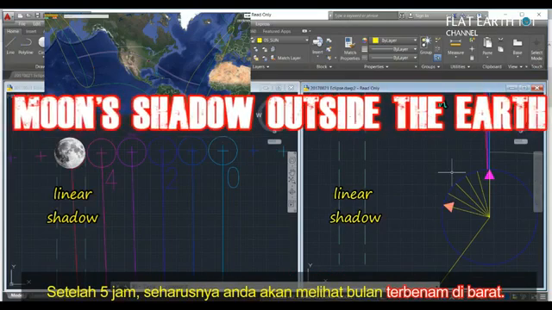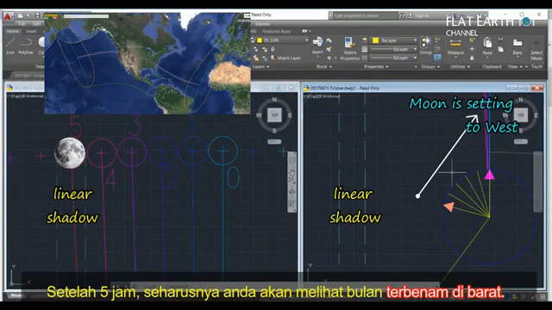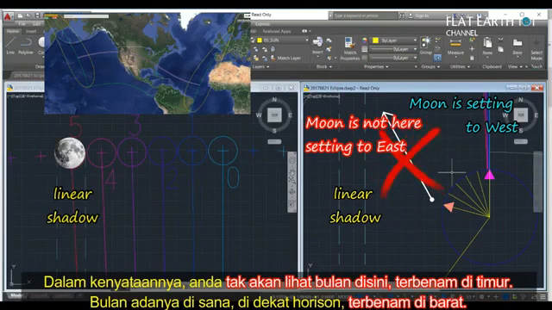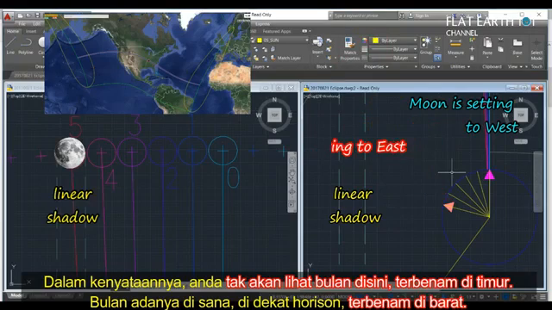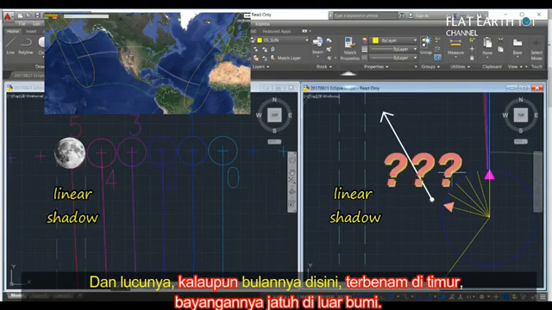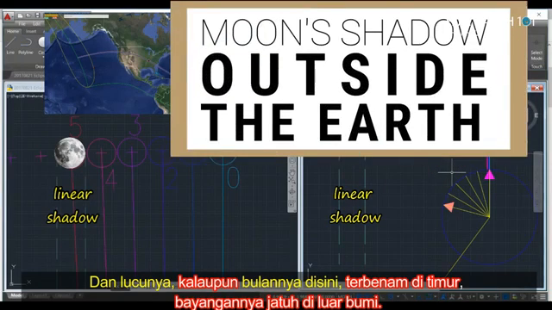After 5 hours, you will see the moon is setting to the west. In reality, you don't see the moon over here like it's setting to your east. The moon is over there, near the horizon, setting in the west. The funny thing is, even though the moon is over here setting in the east, the shadow will fall outside the Earth.